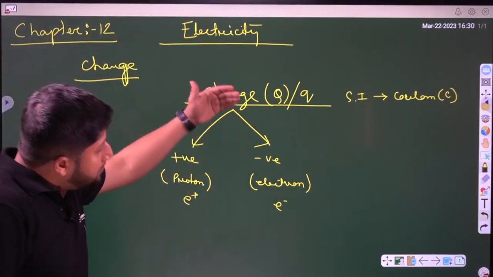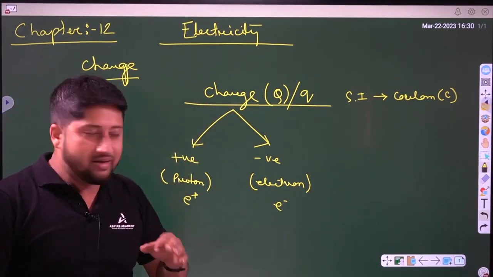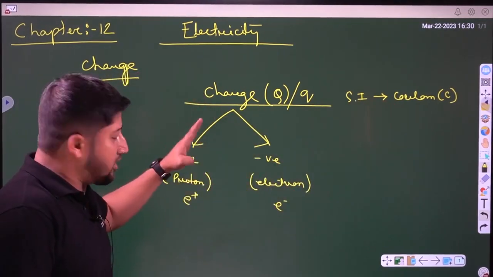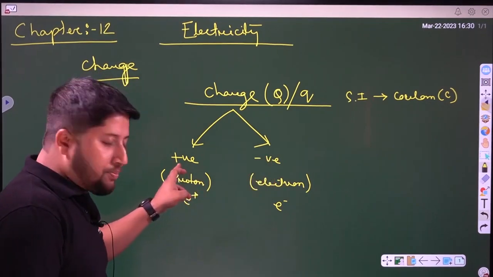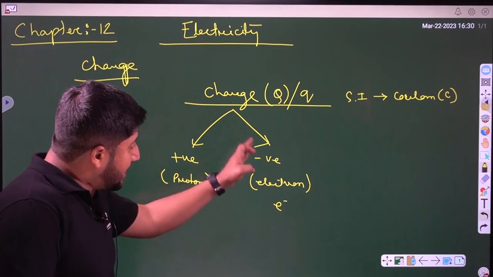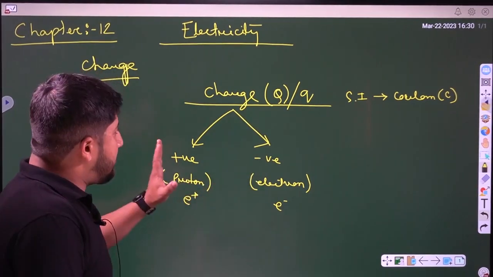So this is the main concept about charge. Charge is the intrinsic property of matter. The SI unit of charge is coulomb. There are two types of charge: positive charge, called proton, denoted e plus, and negative charge, called electron, denoted e minus. So this is about charge.